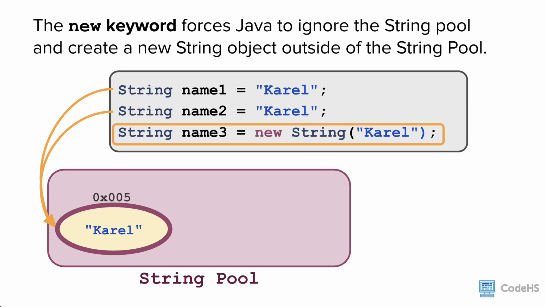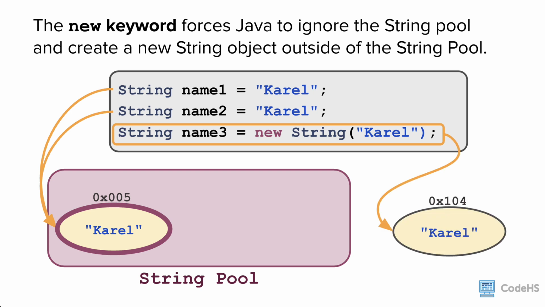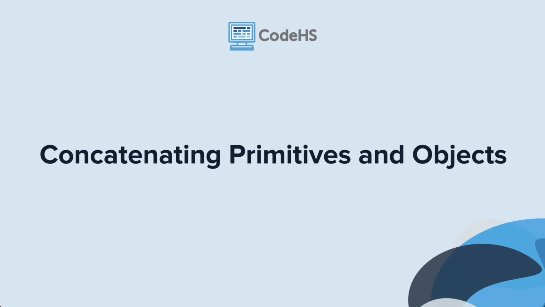For variable name 3, the new keyword forces Java to ignore the string pool and create a new string object outside the string pool, even though the string already exists. So while you can use the new keyword to create a string, it's more memory efficient to create strings without it. Now that you have a better understanding of how Java handles strings on the back end, let's go back to concatenation and see how you can concatenate strings with primitives and objects.